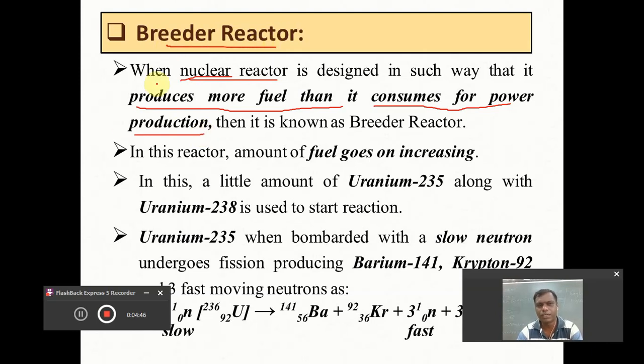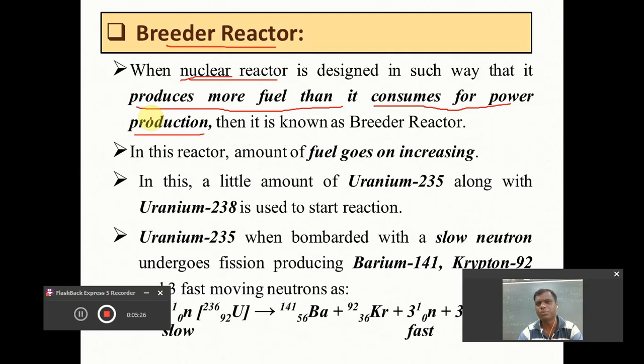It's very important, and that's why the nuclear reactor is designed in such a way that it produces more fuel. This is the recycling of the fuel. Definitely, for the power production, the reactor must consume some amount of nuclear fuel, but whatever the consumption is, it produces more than that. Suppose it consumes 10 atoms of a particular uranium 235 for the power production, then during the same process it will produce 15 atoms.